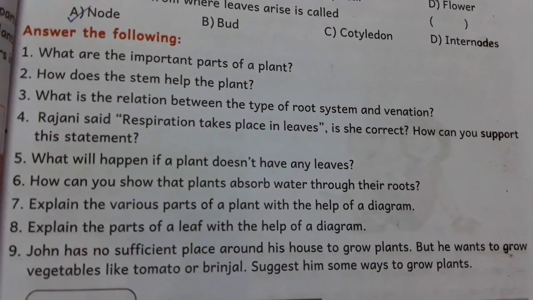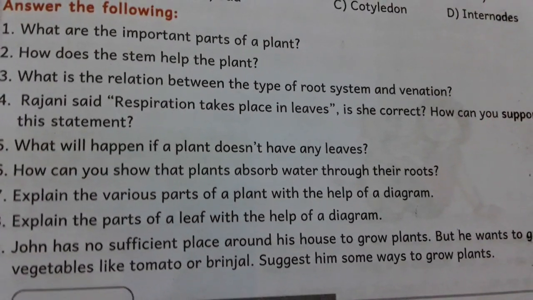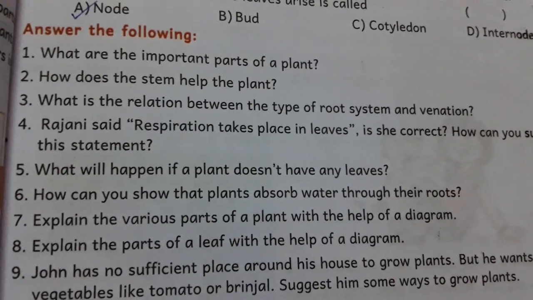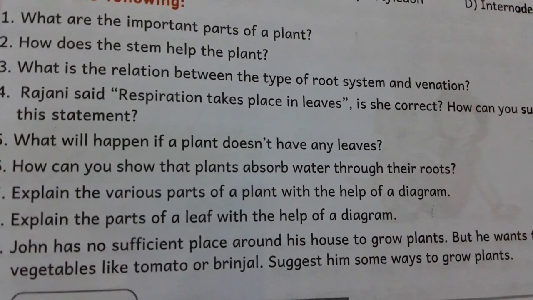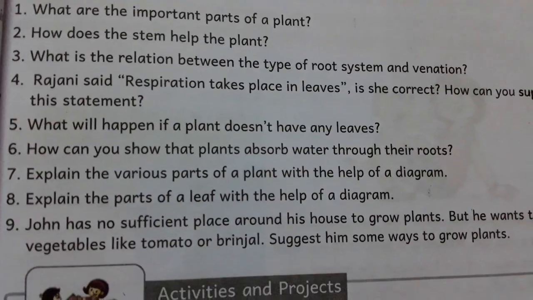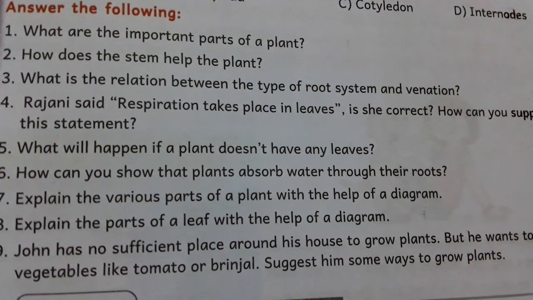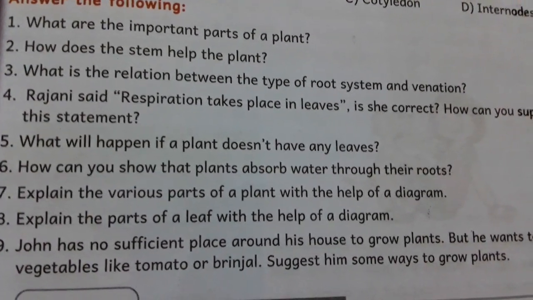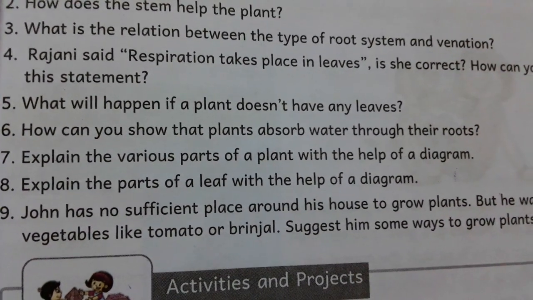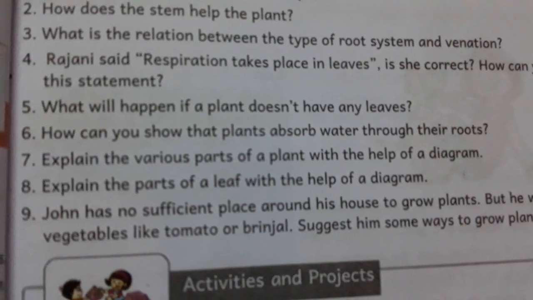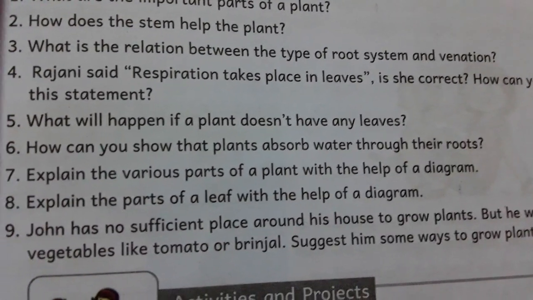And coming to the ninth question, John has no sufficient place around his house to grow plants, but he wants to grow vegetables like tomato or brinjal. Suggest him some ways to grow plants. See, one I will give, and after that you have to write in your own. For example, if he keeps plants in his balcony, okay, nowadays some of the plants like hybrid plants are giving fruits quickly. So I will suggest him to keep the plants in the balcony.